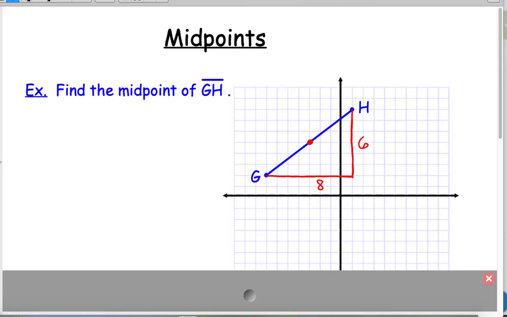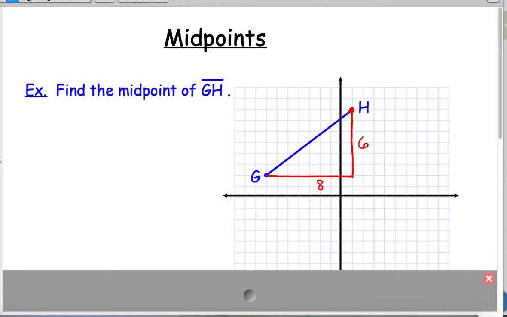And that would be half of the distance. So instead of traveling the entire 8 and then 6, I'm going to go half of each. Half of 8 is 4, and half of 6 is 3. If I had started at H, it would be the same thing. I could go half of 6, which is down 3, and then half of 8, which is over 4. 1, 2, 3, 4. I'm still at the same spot.